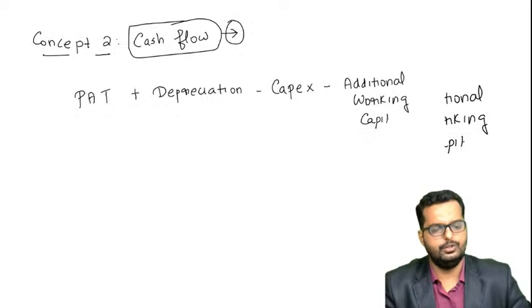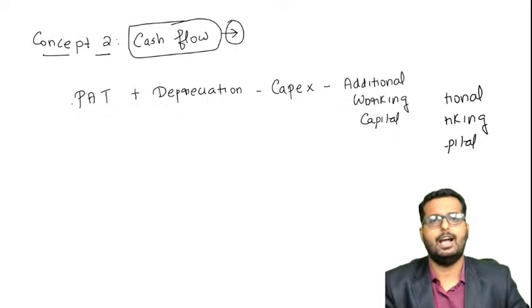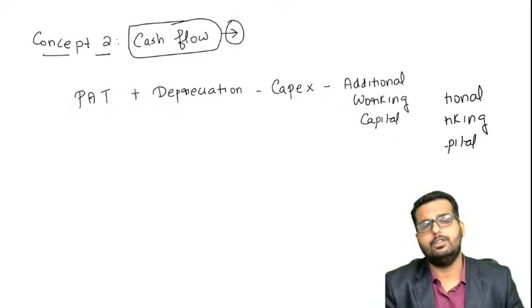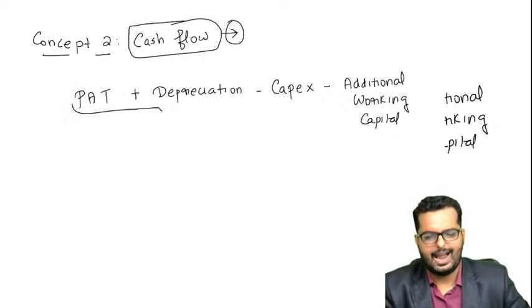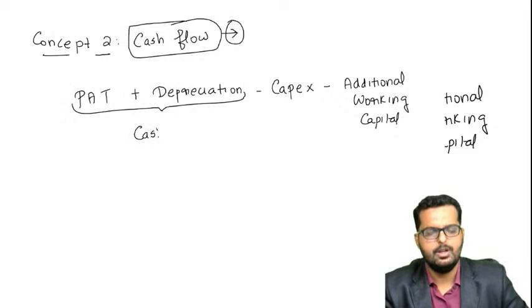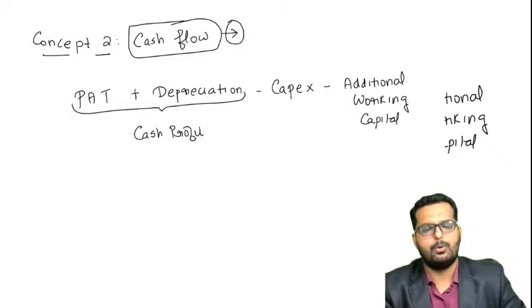Let me explain the logic of this to all of you now. Profit after tax is the net profit. Net profit is found out after taking care of depreciation and all the non-cash items. So once I add back depreciation, what do I get over here? I get my cash profit.